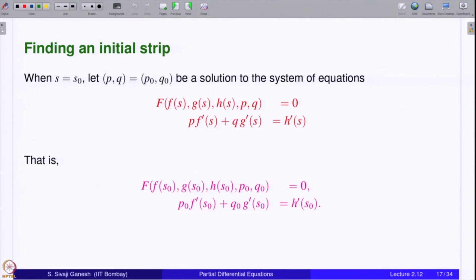So, when s equal to s_0, (p, q) equal to (p_0, q_0), if that is a solution to the system of equations, that is exactly this which I have read out earlier.